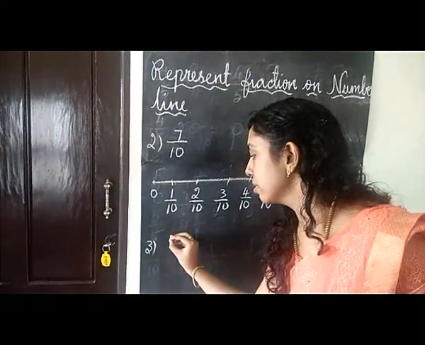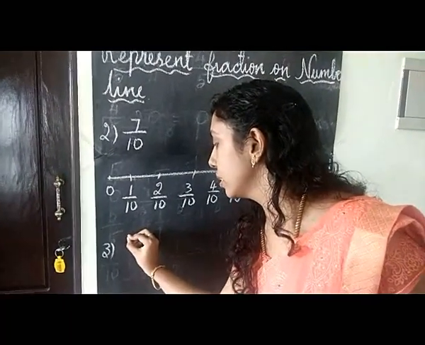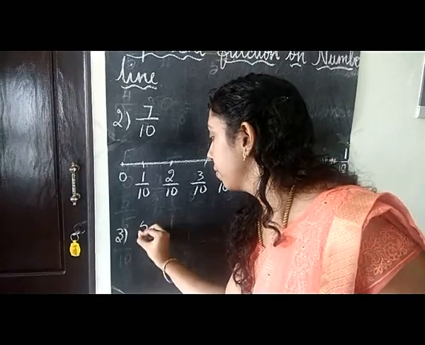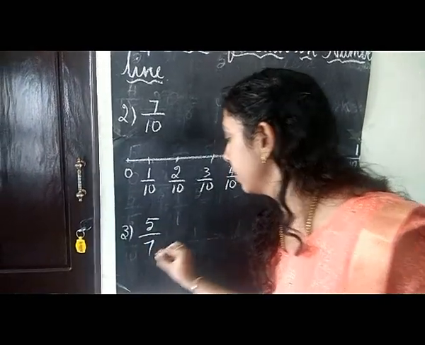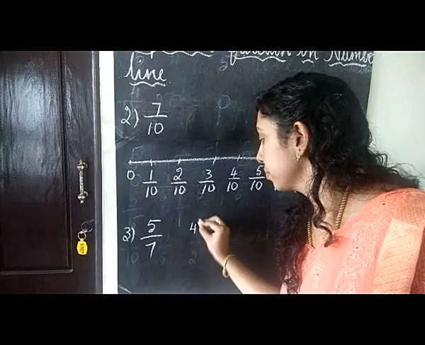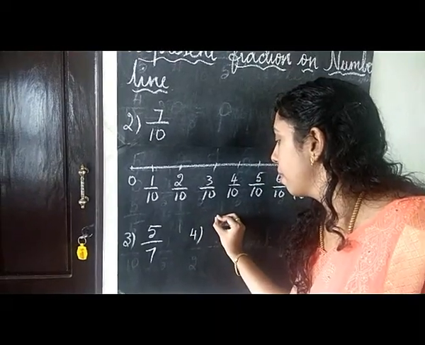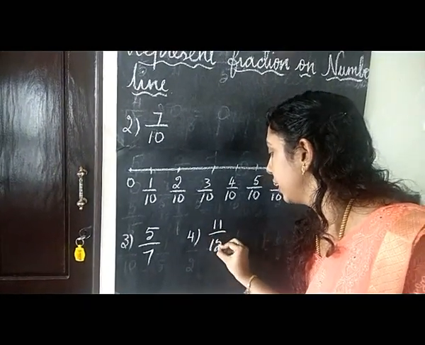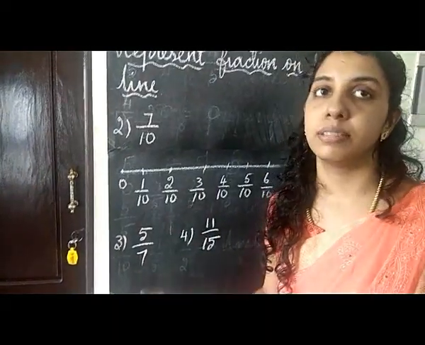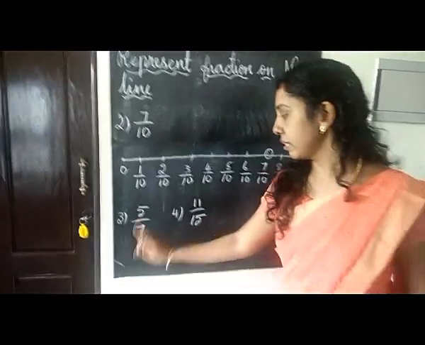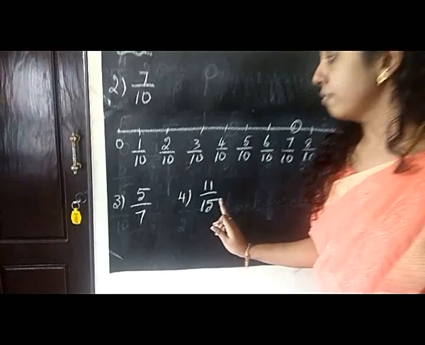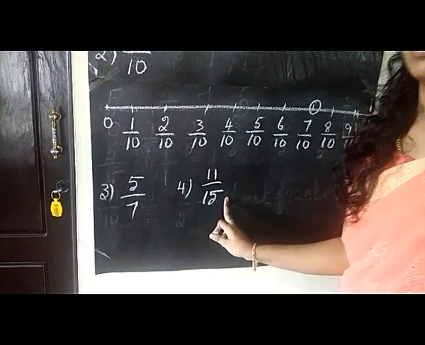I'll give some assignment for you. Note down please. Find out this fraction 5 by 7, 11 by 15 on the number line. 5 by 7 and 11 by 15. Find out this number on the number line.